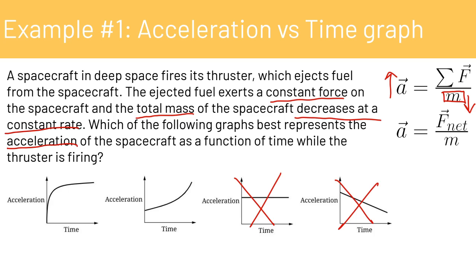So the question then is, is the acceleration going to increase really fast and then level out, or is it going to increase slowly and then get faster as it goes? As this number gets smaller and smaller, the acceleration is going to get faster and faster. So this first option is not correct. The second option is our correct choice here.